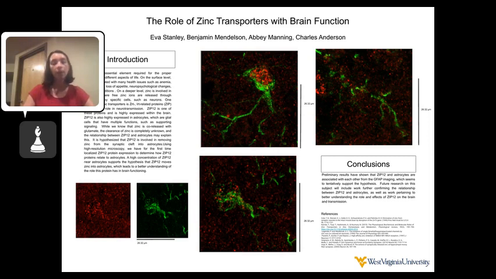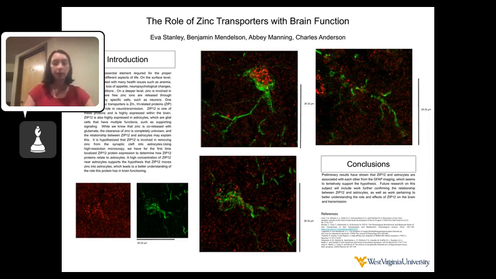In the bottom of the left column, those two pictures show how these different channels work separately, and these two images are later merged together into the image at the bottom of the middle column that shows an overall broad picture of the location of the astrocytes and ZIP12.